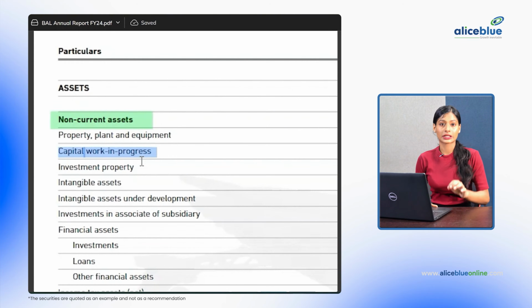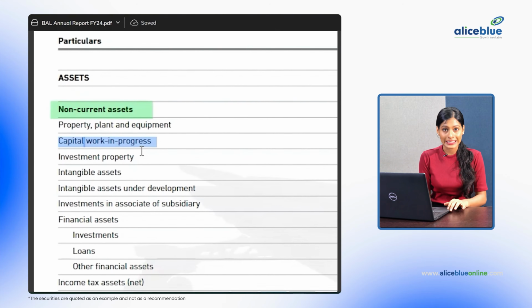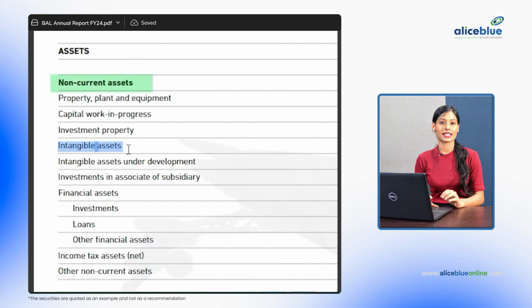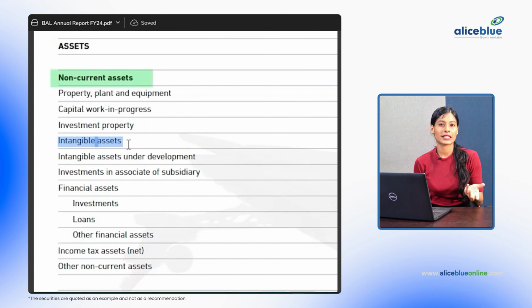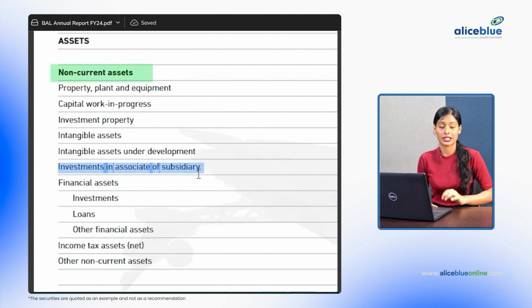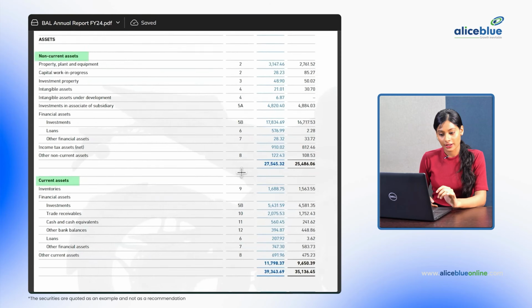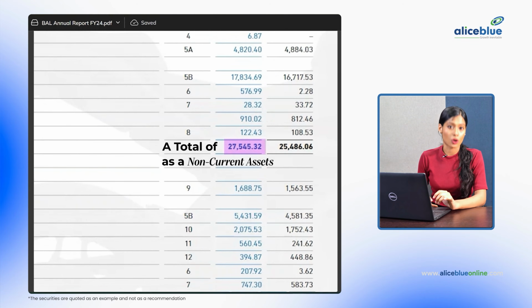Then we have the capital work in progress, which is the money invested in construction or say some projects which is not complete yet. Then we have intangible assets. Now, these are the non-physical assets that still hold value. So it can be like a patent, a trademark, or even a software. Then we have investment in associate or subsidiary. Now, this is a very important aspect in non-current assets. This is Bajaj Auto's ownership in other companies, meaning the money that Bajaj will receive from other businesses. Now, when you add all of these together, you get a total of 27,545.32 as the non-current assets.